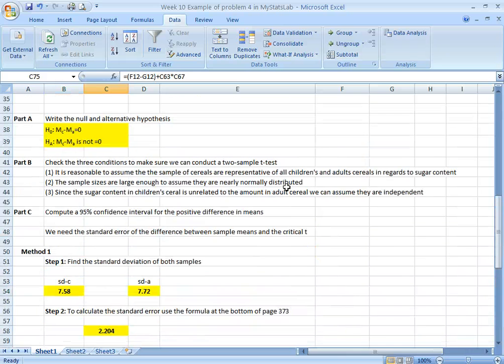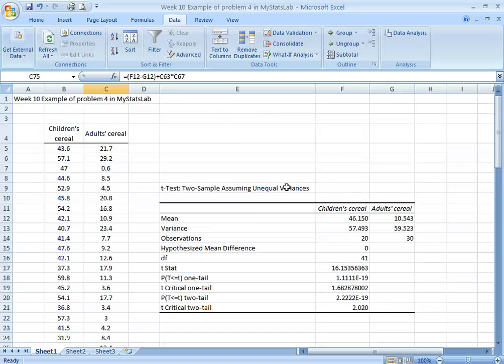So there you have it. A good example to go along with your problem 4 in MyStatsLab for week 10. Hope this helps.